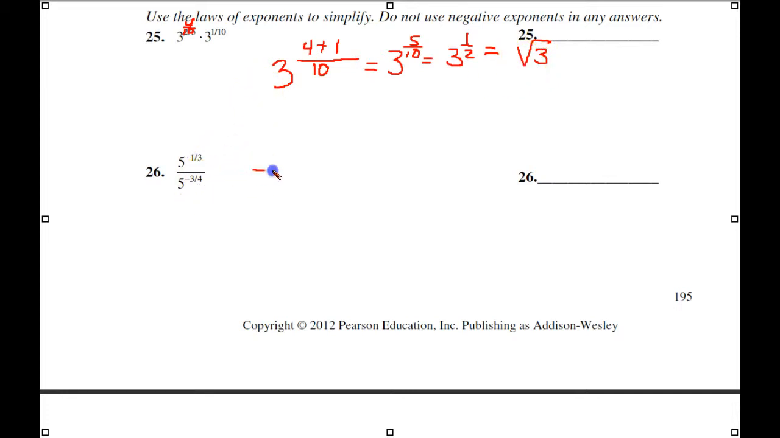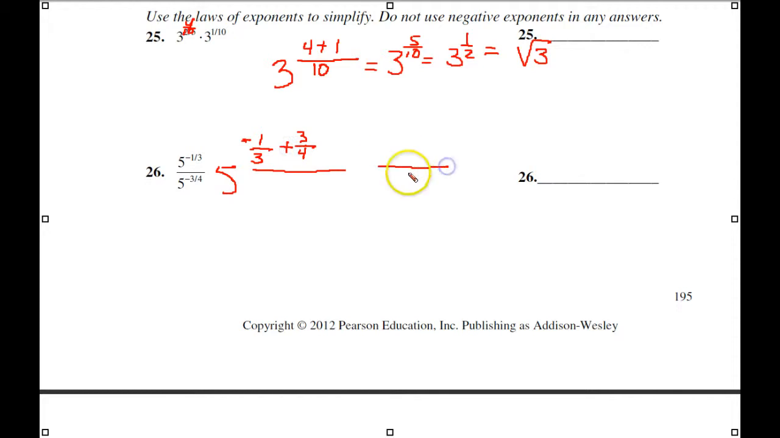Now here we're going to have 5 as our base. I'm going to move this up to the top. So this is, I'll put it as it is there, a negative 1/3. And this, when it comes up, becomes a positive 4/3. I got that wrong. 3/4. Better.